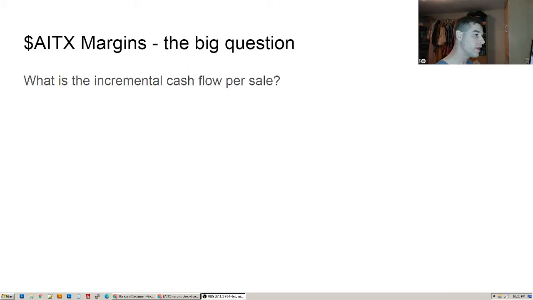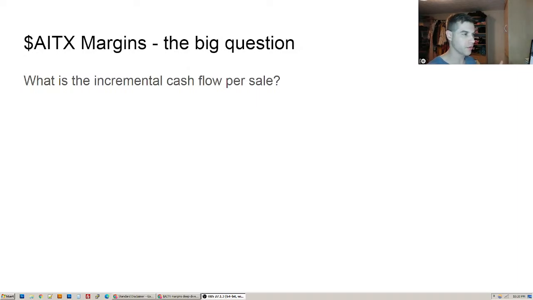So the big question for me with respect to AITX's profit margins, which is a big question I have for most companies that I am looking at that have an operating business, is what is the incremental cash flow per sale? I can look at what they've done in the past, and obviously they have their gross margins, they have a bunch of expenses under operating expenses, and some of those it's hard to tell exactly what are their fixed costs, what are their variable costs.